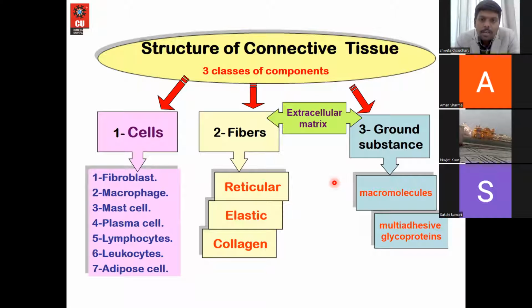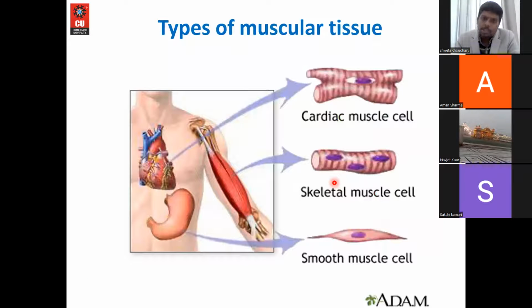Then last and final will be muscular tissue. Again, we have three types. We have cardiac muscular tissue, skeletal muscular tissue, and what is the third one? I'm unable to see it here. So smooth muscle. Smooth muscle, skeletal muscle, and cardiac muscle are the three types of muscular tissue.